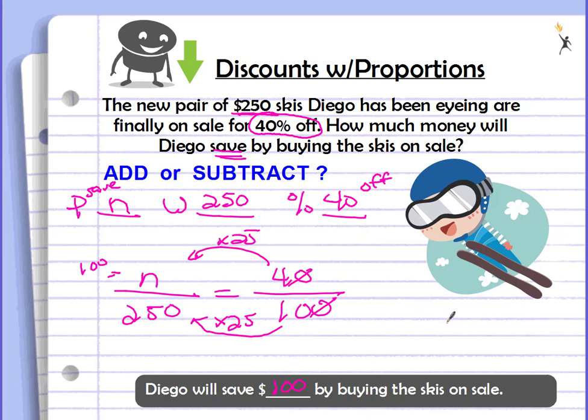So what is the new sale price? Well, if it was asking that, then we would need to subtract $100 from the $250, and you would get $150. Okay, you are now ready for your independent practice.